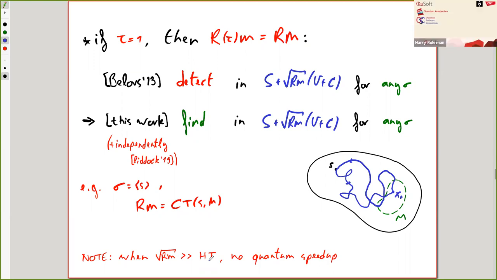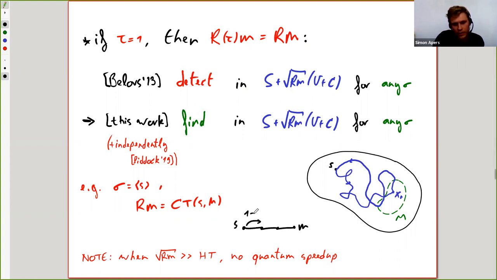Simon, with no quantum speedup, you mean for these algorithms or absolutely impossible? Well, basically you can imagine the following situation: you have some initial node S, and you have a marked element here, and we have a Markov chain which moves forward with very large probability, 1 minus epsilon, and moves back with probability epsilon. Then you're going to get here basically in, let's say, 3 steps. And you cannot improve on that. This is basically the number of steps that you need to make to get to M.